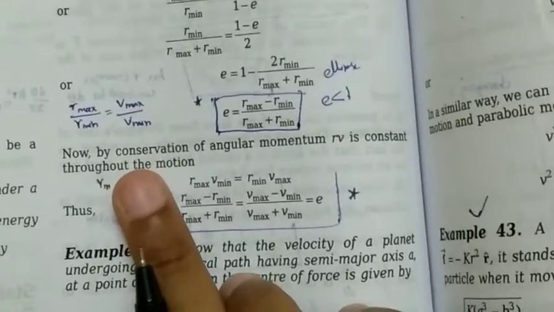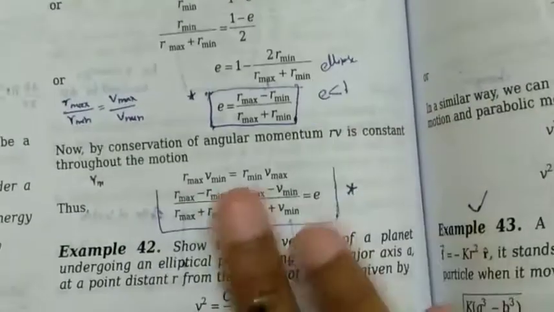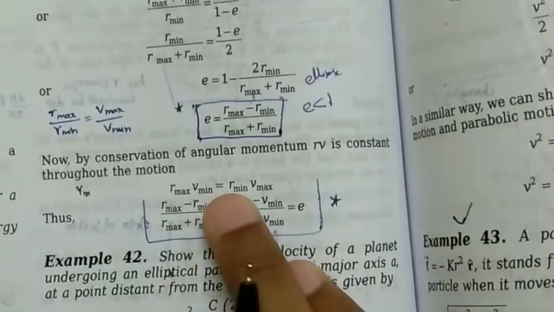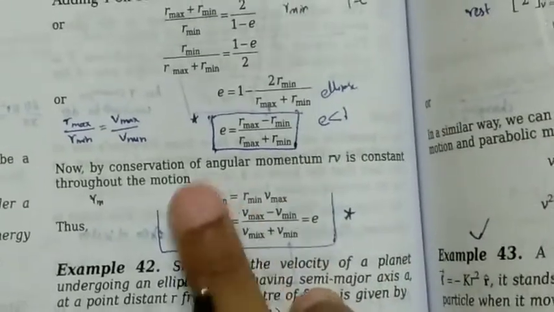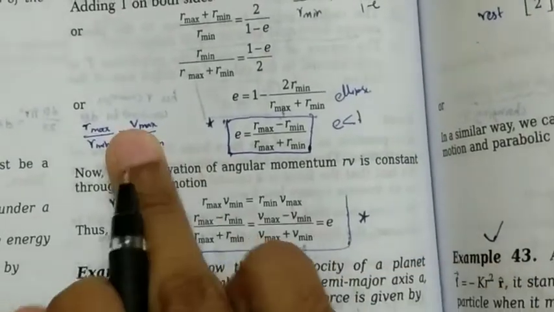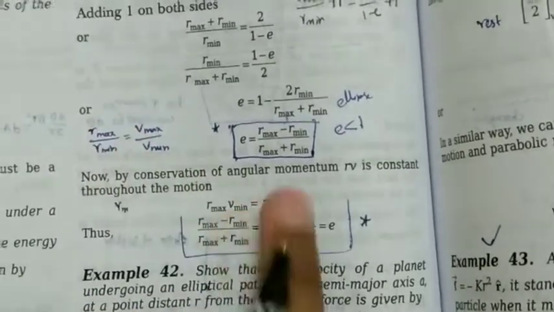Next, by conservation of angular momentum, R V is constant throughout the motion, as we have discussed just now. Based on that, R max into V min is equal to R min into V max. So from this, R max divided by R min is equal to V max divided by V min.